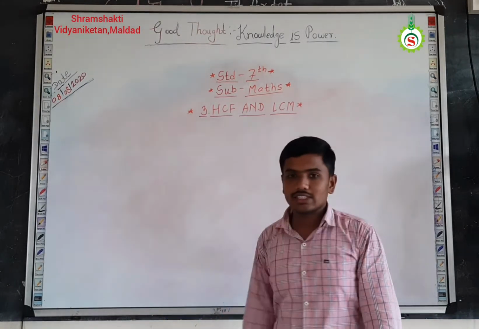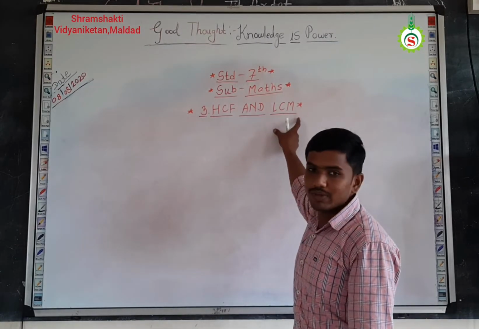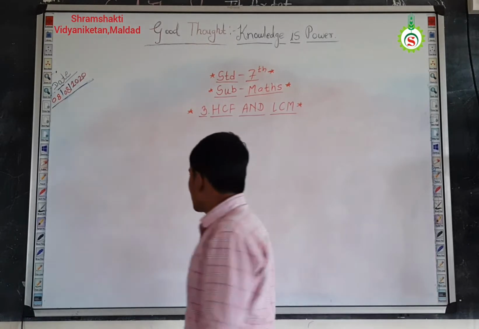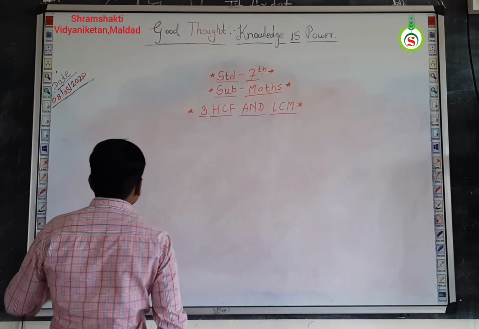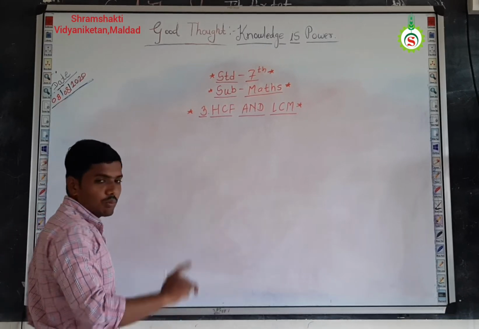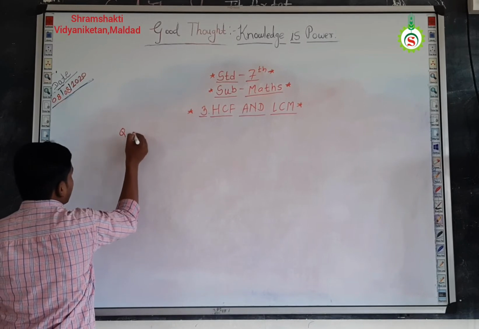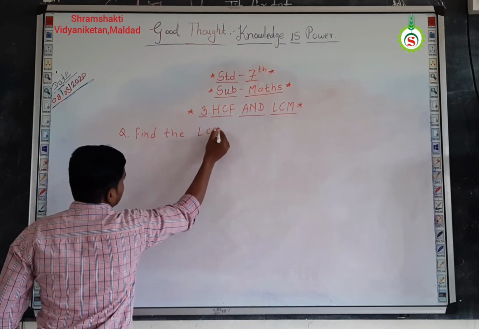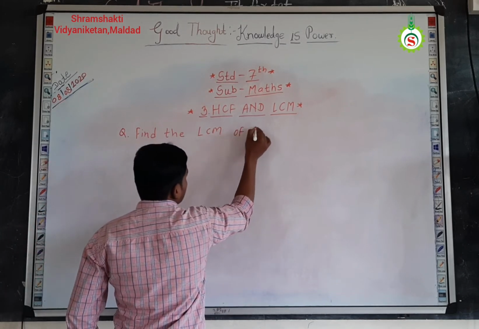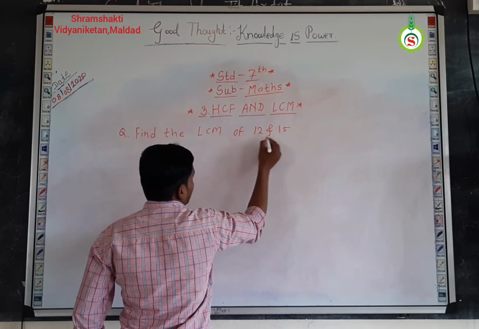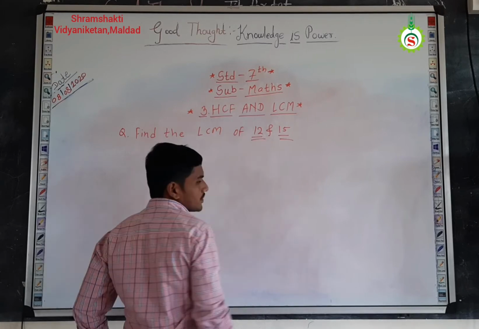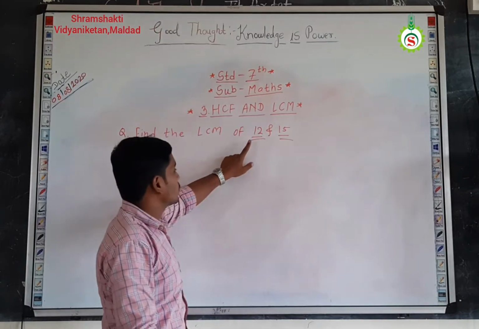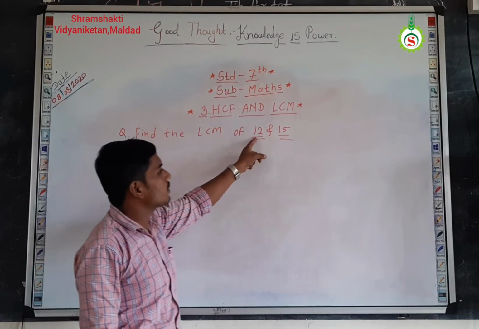In today's lecture, we are going to take some more examples related to LCM, so you will get a proper idea about the LCM. First we will take 2 numbers, then we will take 3 numbers. So the question may be like this: find the LCM of 12 and 15.